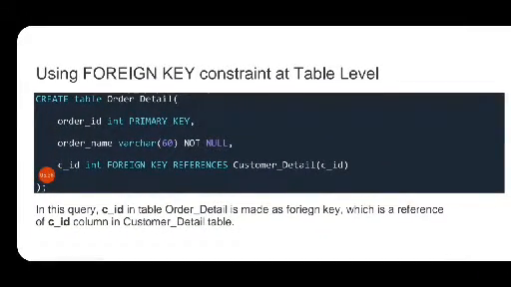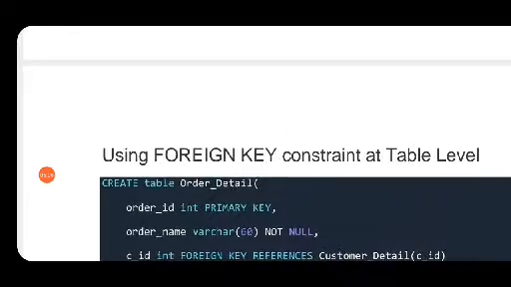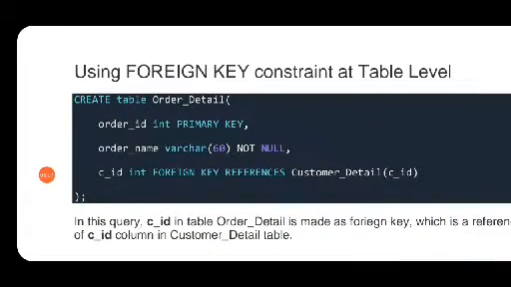At the table level, if you want to have foreign key constraint, we can write like this: create table order detail, the secondary table. So order ID int primary key, order name varchar 60 not null, CID. Since CID is the foreign key that we want to set, we'll write CID int foreign key references. This references is the keyword, and then customer detail, the primary table, where CID is the primary key.